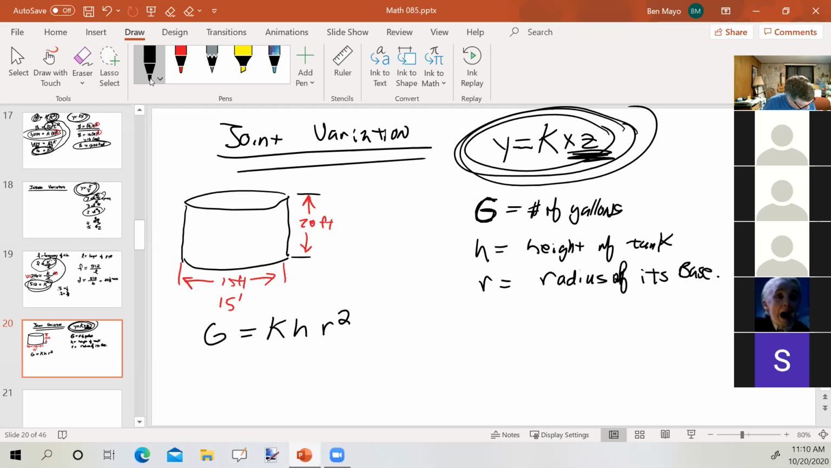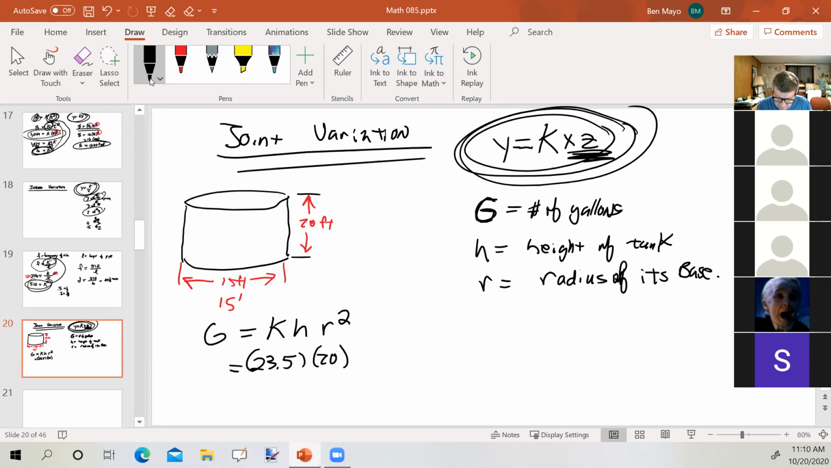Let's see here. They tell us that the constant of proportionality, or the variation constant, is 23.5. So there's K. Do we know H? H is 20. Careful. Do we know R?